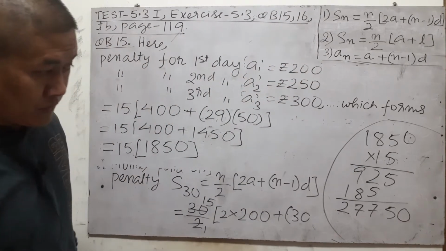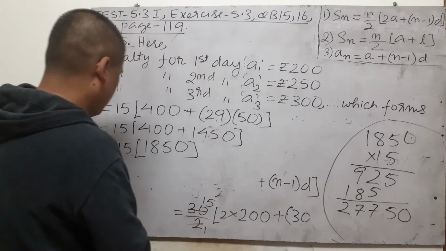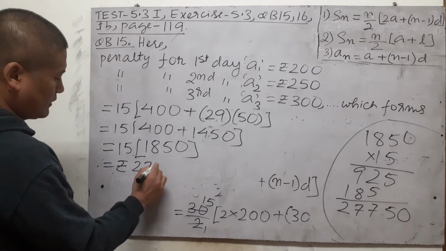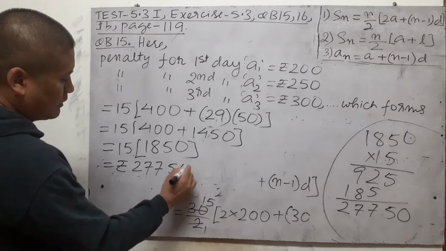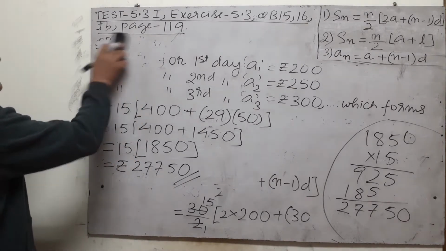I think it's coming out 2775. Yes, same as textbook answer. Now it's coming out. So the total amount of fine paid is 27,750 rupees. I hope you got that right. Then one more question.